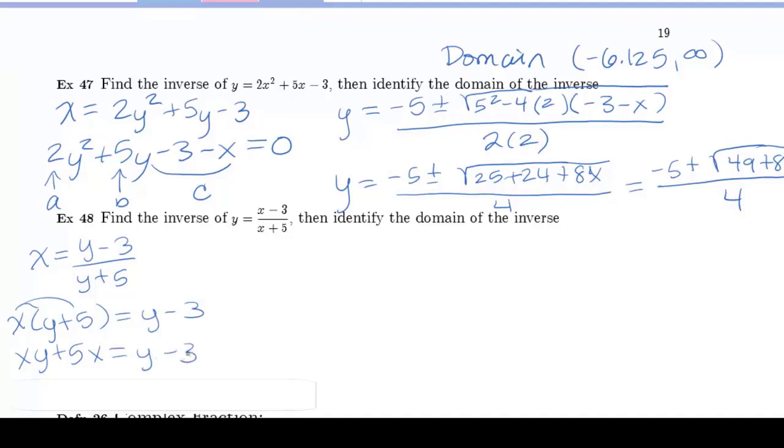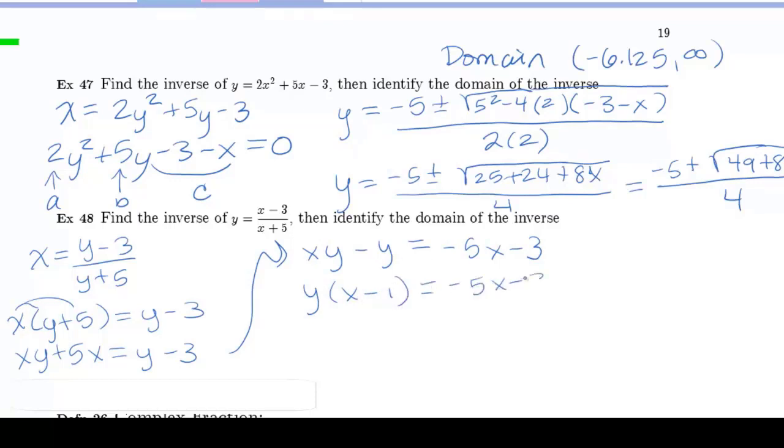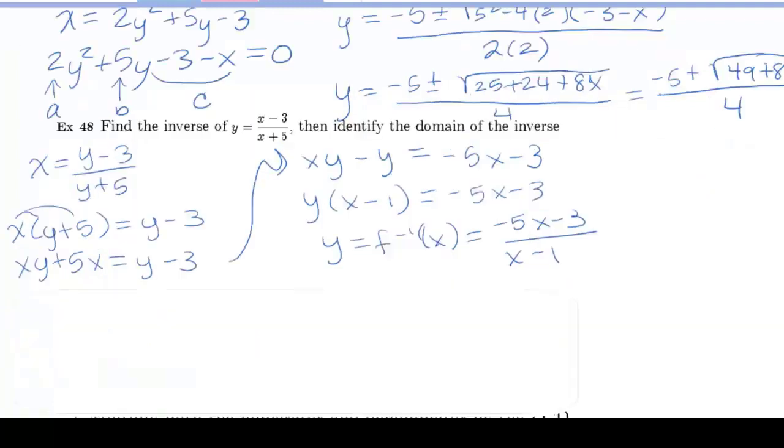And then you need to put the y's together. So we'll move them to one side. We'll have xy minus y equals, we'll move the 5x over, minus 5x minus 3. And then we'll factor that y out on this side. We have x minus 1. Don't forget the 1 because there is 1 there. And negative 5x minus 3. Divide that over, so y is equal to, and again this is our inverse function, negative 5x minus 3 over x minus 1.